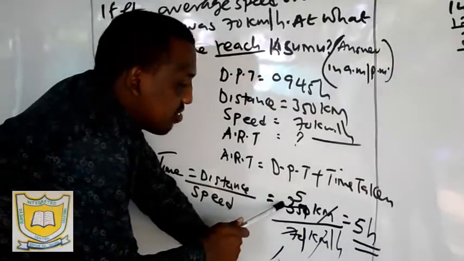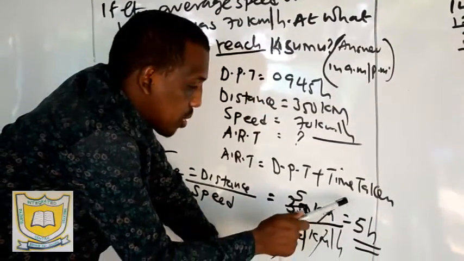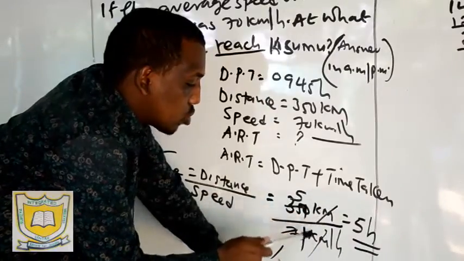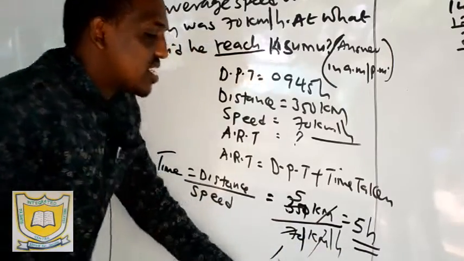The distance is 350 kilometers over the speed of 70 kilometers per hour. So kilometer, kilometer cancel, cancel, 350 by 70 is 5 hours. This is now the time taken.